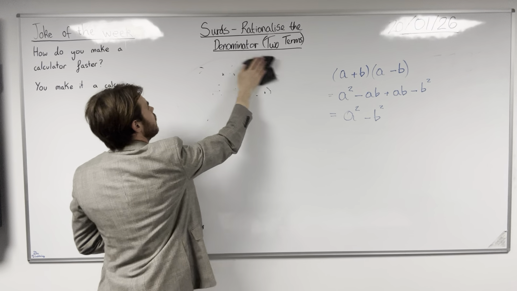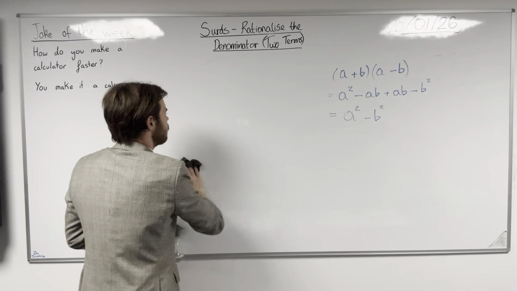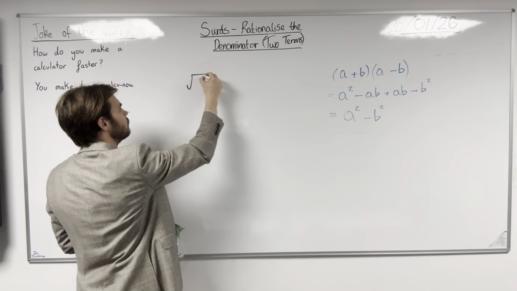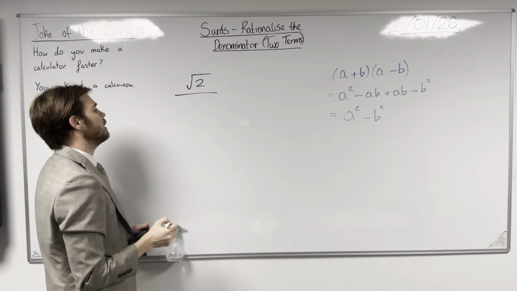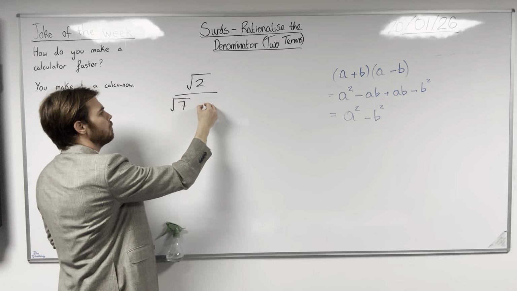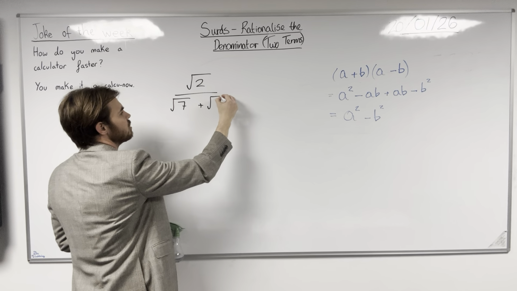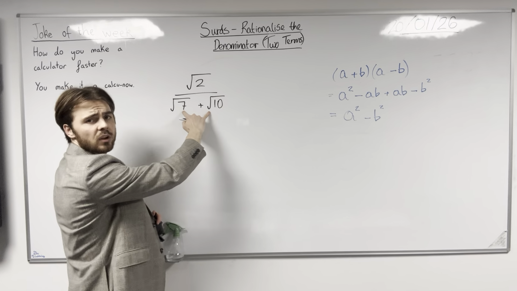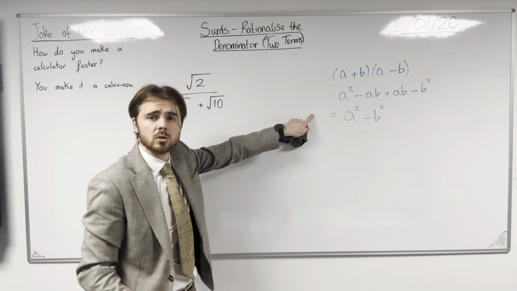Boom, boom, boom. Let's go a bit trickier with the next one. So we've got root 2 divided by, let's go, root 7 plus root 10. Let's see how that looks. Okay, we've got to get rid of these things. We look to our difference of two squares.